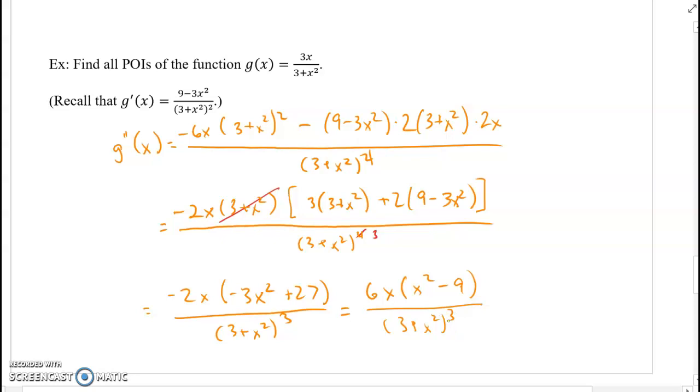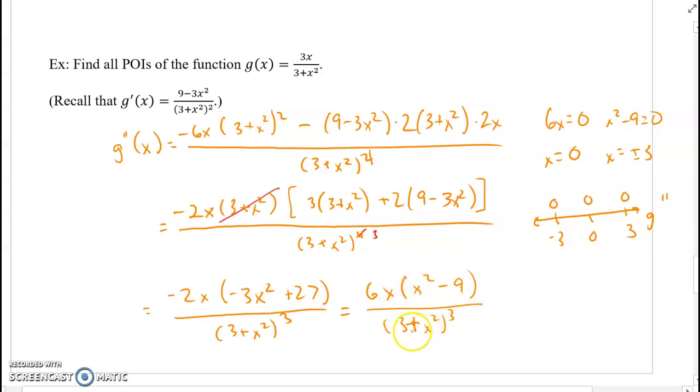So again, we're interested in when this second derivative changes signs. So set the numerator or denominator equal to 0. As before, this denominator never equals 0. It's always positive. So we only have to worry about the numerator. So we set 6x equal to 0. We set x squared minus 9 equal to 0. We get x equals 0. We get x equals plus or minus 3. So on our G double prime line, we have negative 3 and 0 and 3. These are all places where the second derivative equals 0.